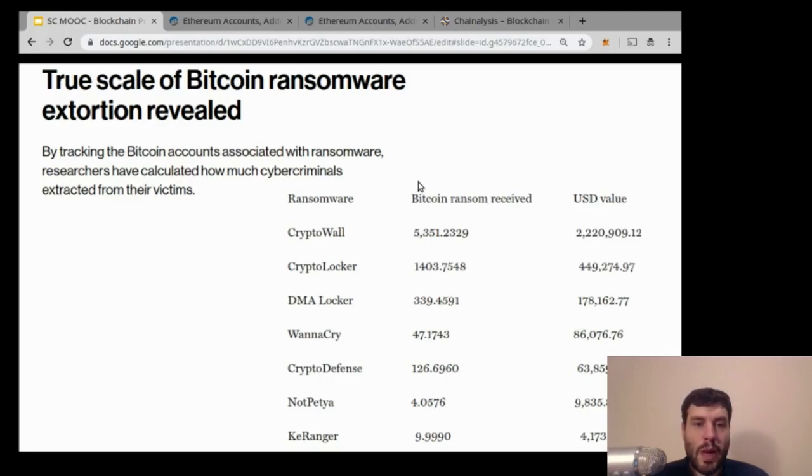In a similar way, it's been possible to collect information about Bitcoin ransomware by basically tracing the coins on the blockchain and therefore recording how many were paid to ransomers in different contexts.